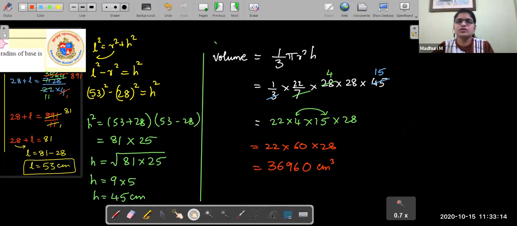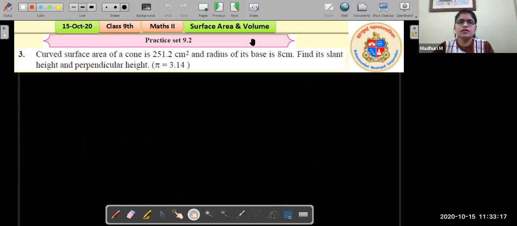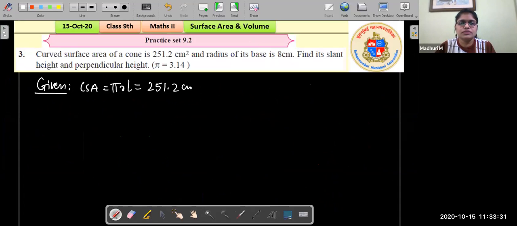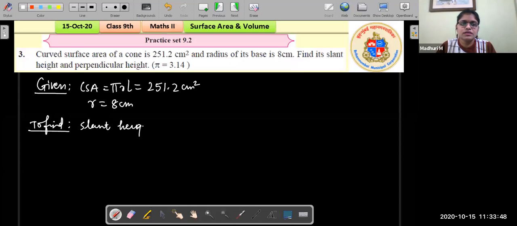Okay, let us move to the next question now. That is the third question. Now, what are we given over here? Just check what is given, students. The curved surface area of the cone, that is pi r L, is given as 251.2 centimeters squared. Of course, we are given the radius as well, that is 8 centimeters. And what are we asked to find? The height, both the slant height and the perpendicular height. So remember, slant height means L and the perpendicular height means H.